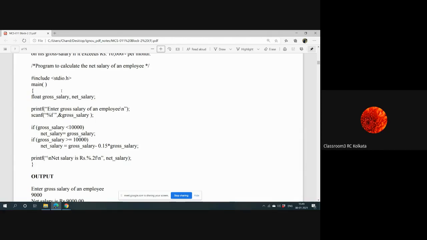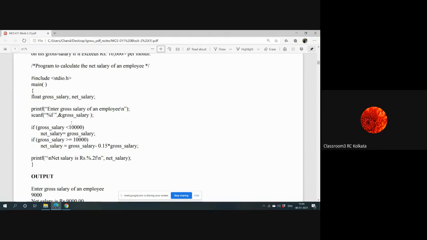Why have we given scanf? Because we know there is a variable, gross salary, and no value of gross salary is given. So it is a user interactive program. The user has to take this value as input from the keyboard. I will give the value of gross salary, and for that we have to use the scanf function.